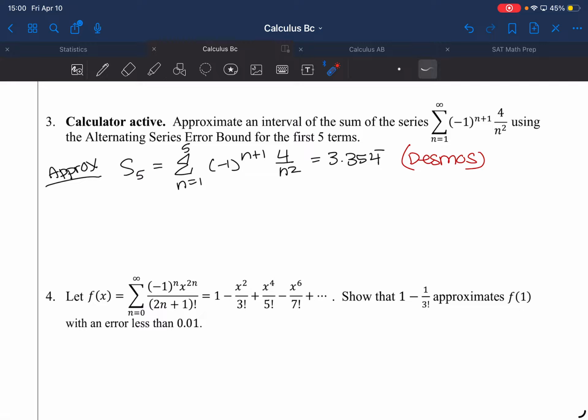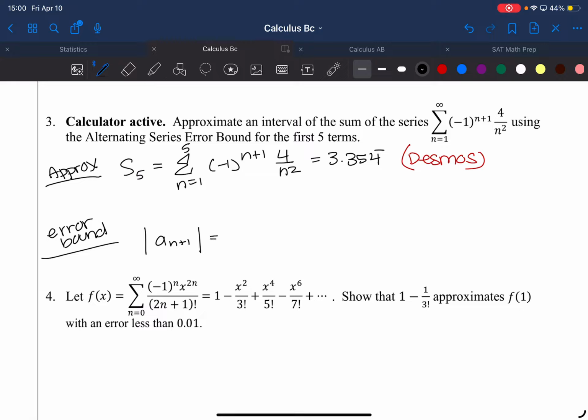Okay, and now that we have this value, we need to find the error bound. So remember, the error bound is always the absolute value of a sub n plus 1. Well, since our n value was 5, n plus 1 is going to be finding a sub... We already started at 5, so plus 1 would be 6. We want the next term. So we need to find a sub 6.